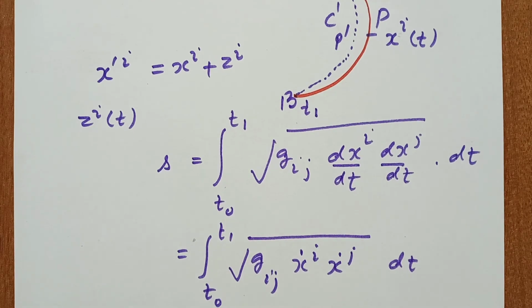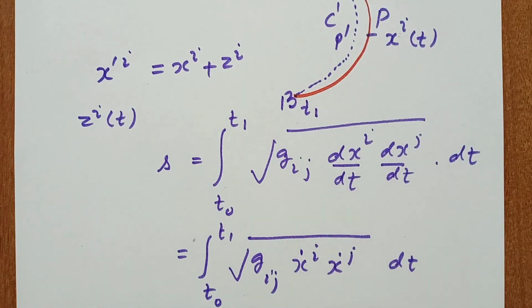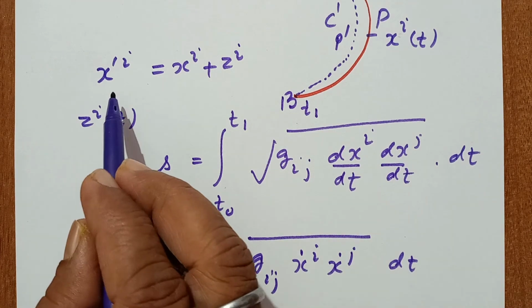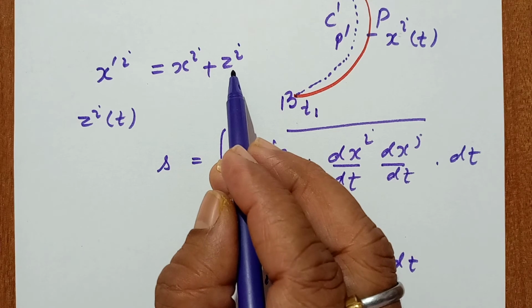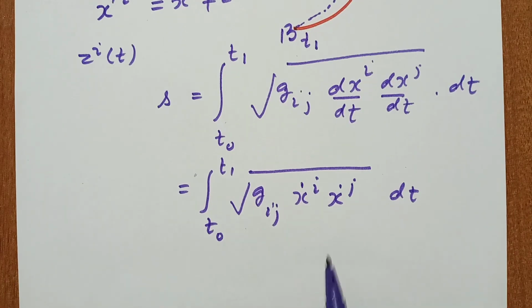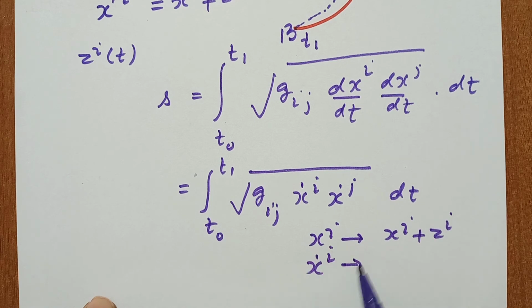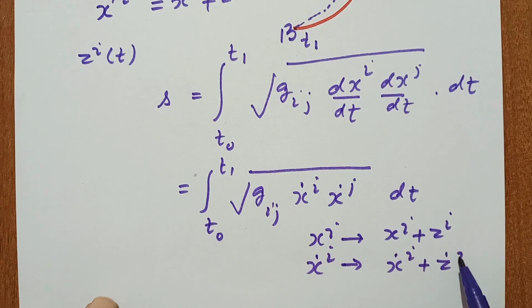Also, the length of curve C dash is obtained on replacing xi by xi plus zi. It means in place of xi we take xi plus zi, and x dot i is equal to x dot i plus z dot i.